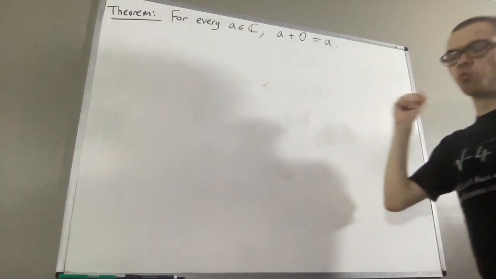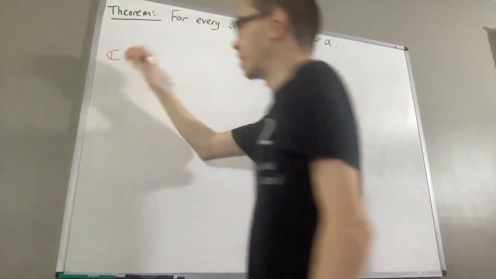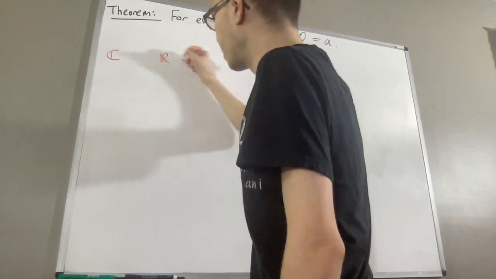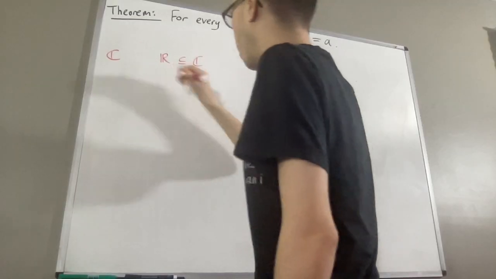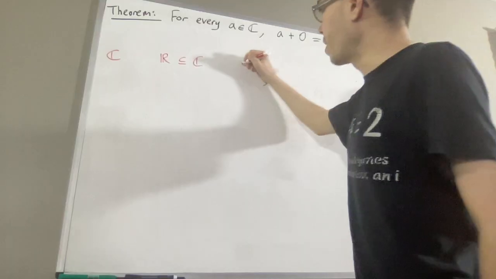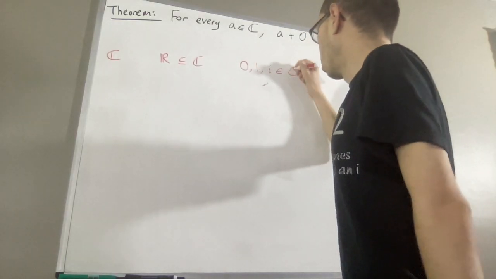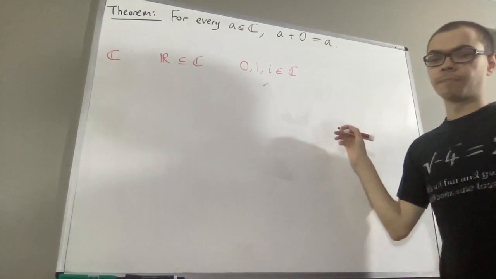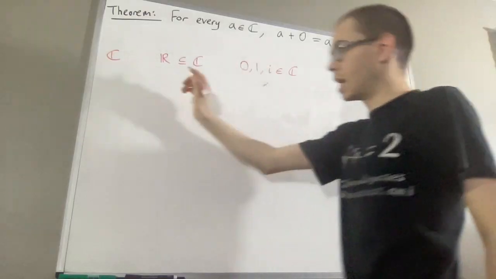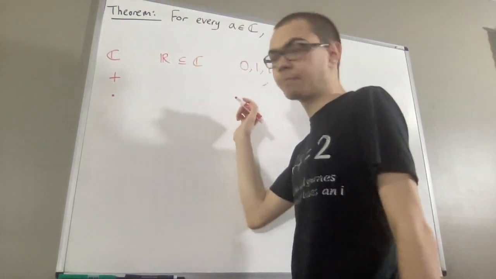So let's remind ourselves what we're working with. We have a set C, called the set of complex numbers. We are given a subset of the complex numbers, R, called the set of real numbers. And we're given three elements of the complex numbers, 0, 1, and i. We're also given two binary operations on the complex numbers, addition and multiplication.